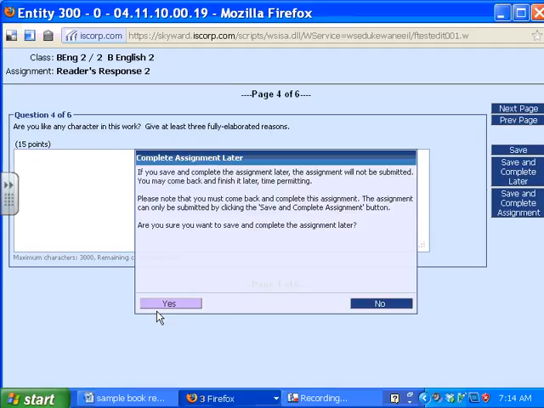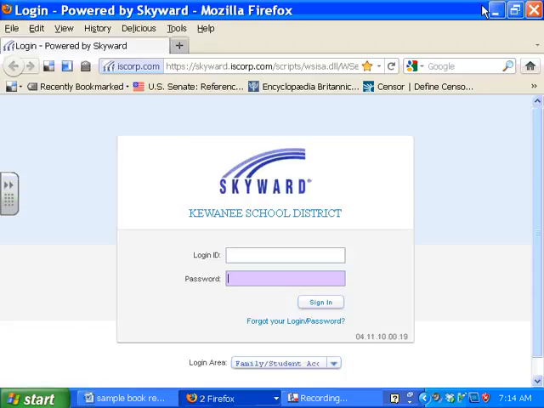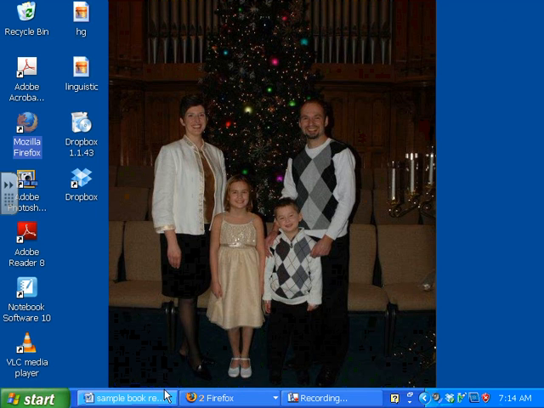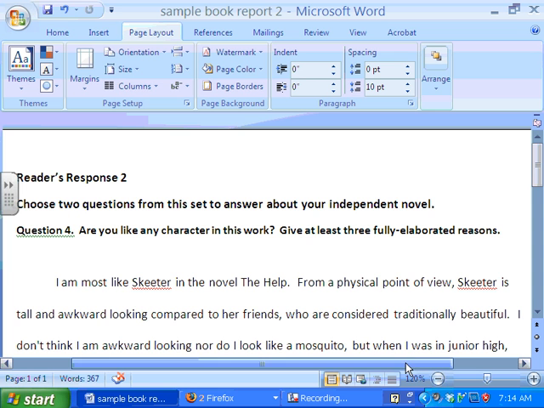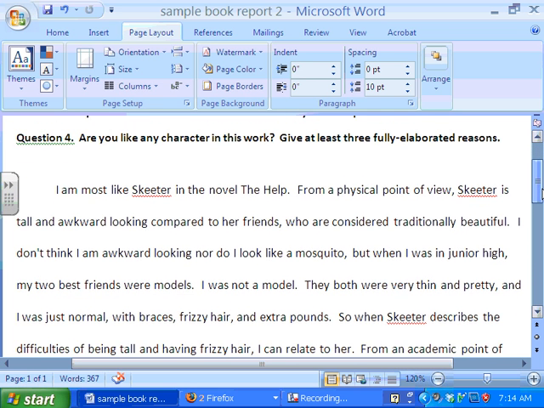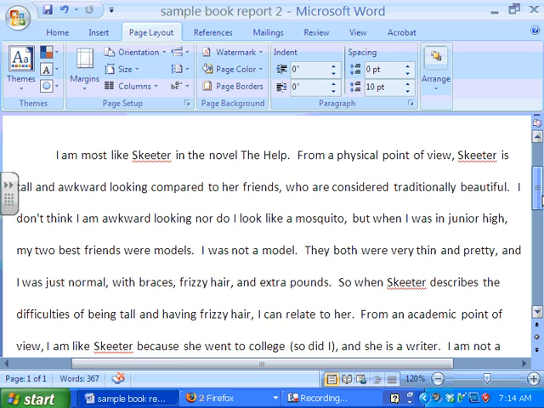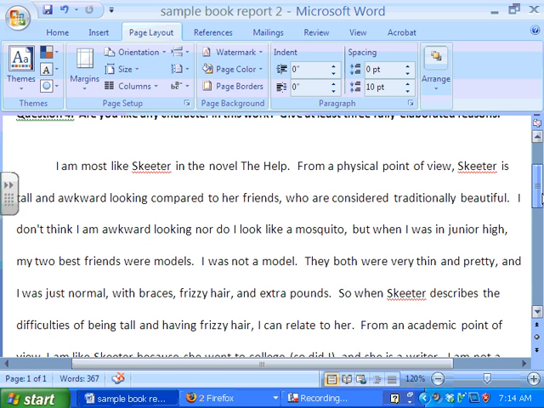Now, I've already done this assignment, and it took me 17 minutes to write my rough draft. I thought I would go ahead and read it to you and explain it using Microsoft Word instead of Skyward, just so that you might be able to see the typing a little bit better than on the other program.